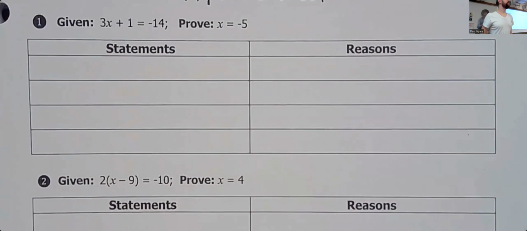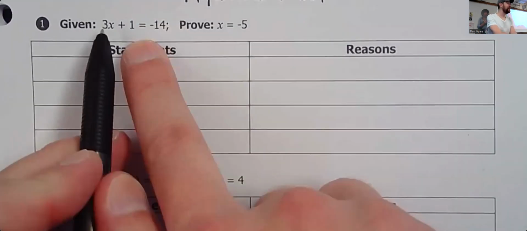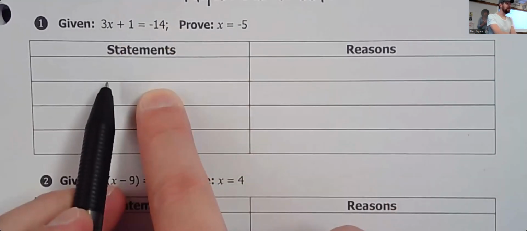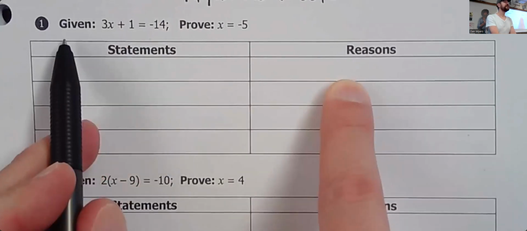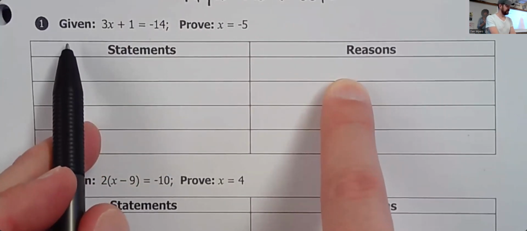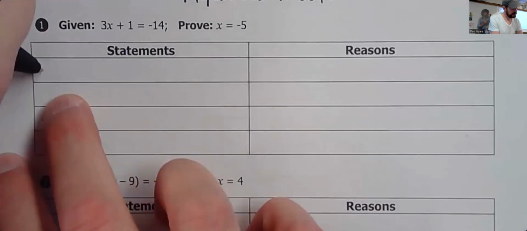So here's the thing with proofs, everybody. Even with today, even with moving forward in this unit, everybody should always be able to get step number 1. Whatever information you are provided with here will always be statement number 1, and reason number 1 will always be given, no matter what. So here we go. Statement number 1, 3x plus 1 equals -14. Reason number 1, given.